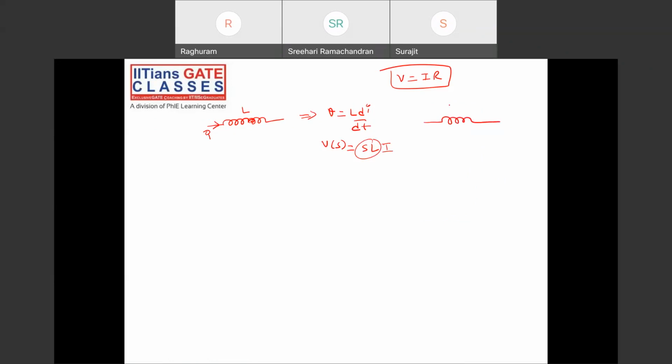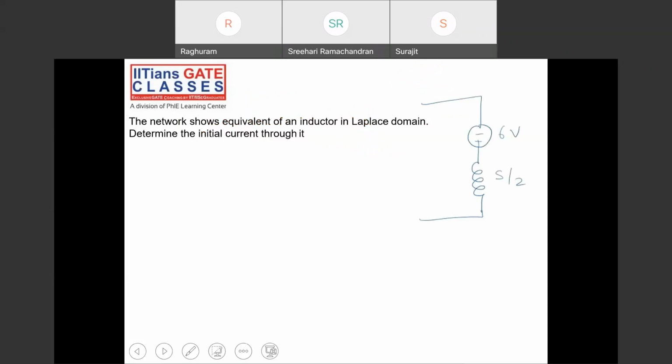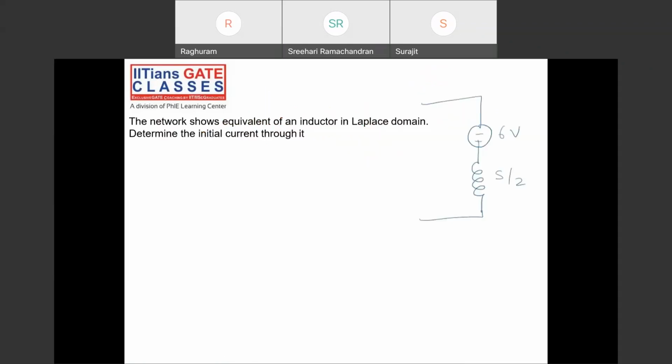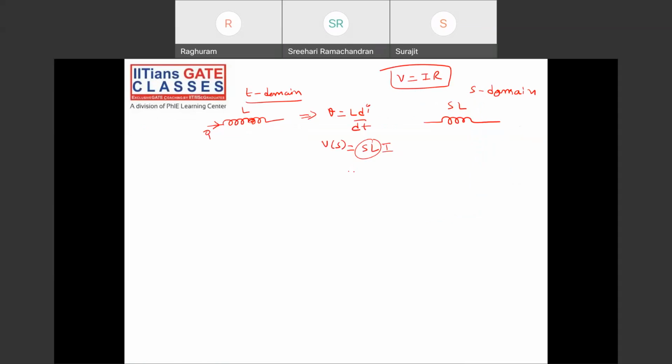This is how it will become SL in the Laplace S domain. This is valid when initial conditions are 0 or the inductor is uncharged. So if the inductor is charged, what happens? I'll get one more current value. So this will become SLI or something like this.